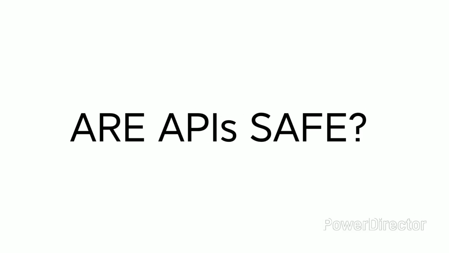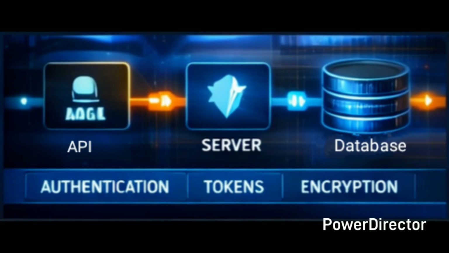Good question. APIs use authentication, tokens, and encryption. This ensures only authorized users can access data.